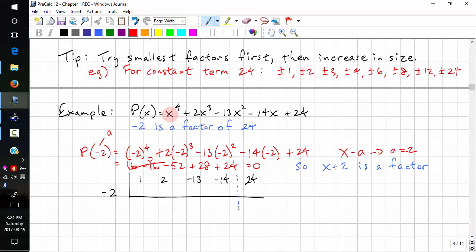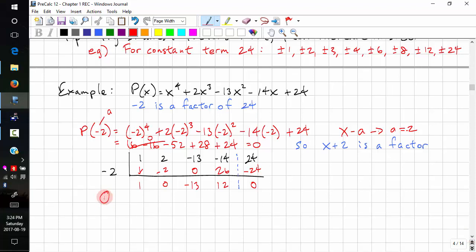Copy down the coefficients, 1, 2, negative 13, negative 14, 24. Bring down the 1. 1 times negative 2 is negative 2, 0. Negative 2 times 0 is 0. Negative 13 plus 0 is negative 13. Negative 13 times negative 2 is 26. 26 minus 14 is 12. Negative 2 times 12 is negative 24. And we better get 0 because that's what we calculated before. And this confirms it.